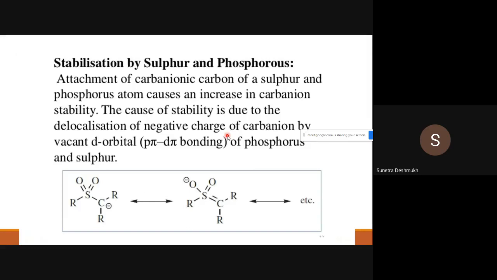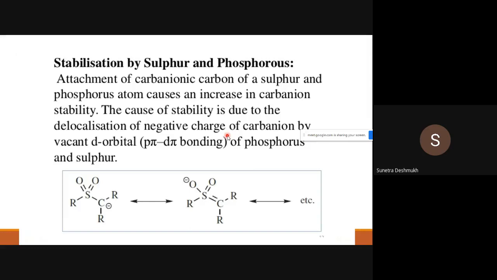Ylides are nothing but one example of the carbanion. It's a kind of carbanion which is adjacent to the sulfur atom or phosphorus atom, so sulfur which is at the adjacent position of the carbon atom, the carbon which possesses the negative charge. These heteroatoms, sulfur and phosphorus, impart more stability to that negative charge. So in that way, it is stabilization by sulfur or phosphorus atom, you can say stabilization by heteroatoms.